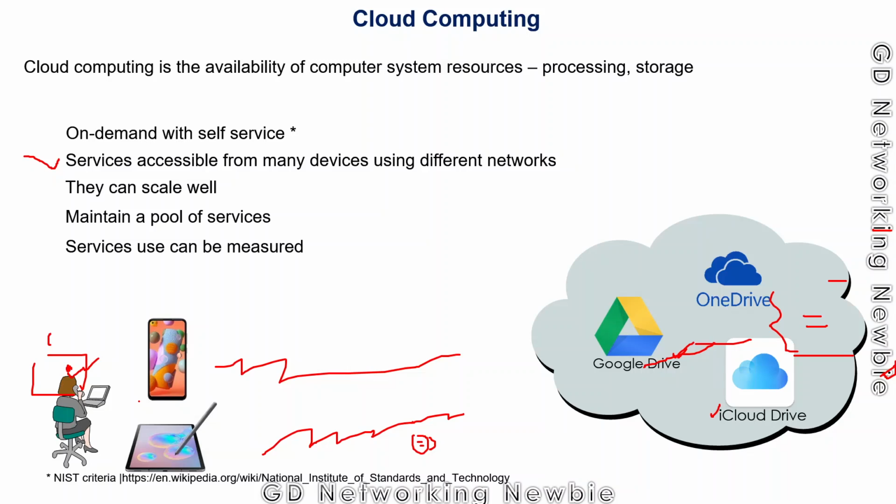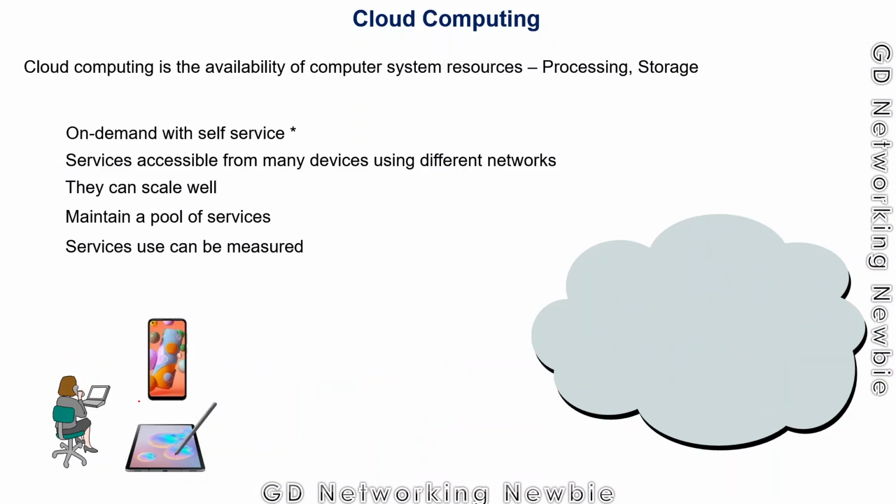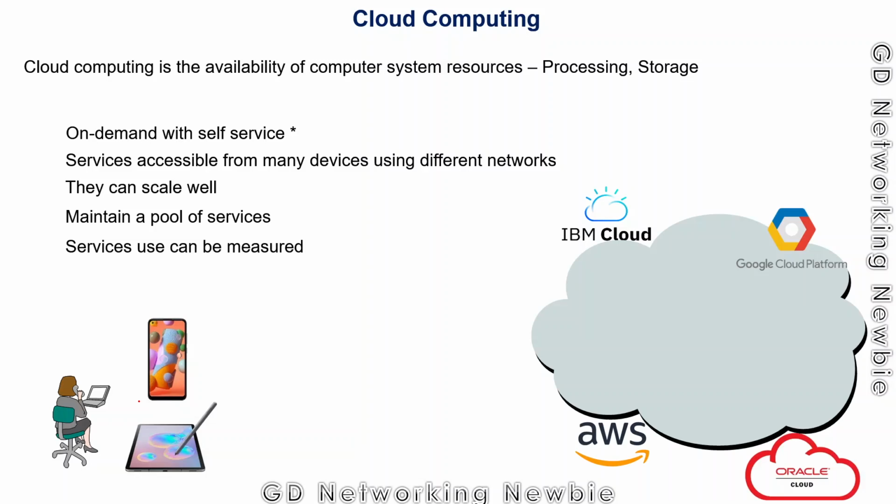So these are the basic characteristics of cloud services. And now there are different cloud service providers in the market, but I have mentioned some of them, like IBM Cloud, Google Cloud Platform, AWS, Amazon Web Services, and we also have Oracle Cloud. So these are cloud service providers in the market. Of course, there are many.